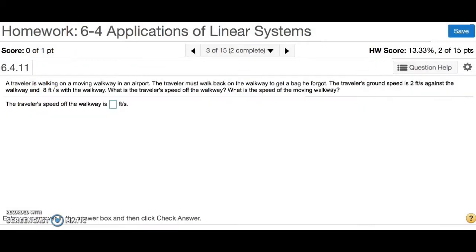And that is number 2. Okay, number 3. A traveler is walking on a moving walkway in an airport. The traveler must walk back on the walkway to get a bag he forgot. The traveler's ground speed is 2 feet per second against the walkway and 8 feet per second with the walkway. What is the traveler's speed off the walkway, and what is the speed of the moving walkway?